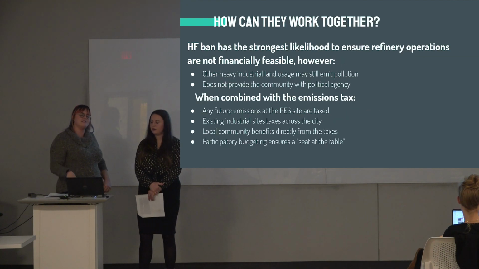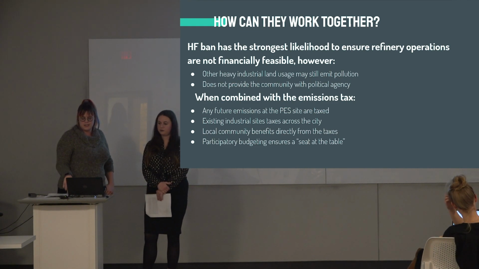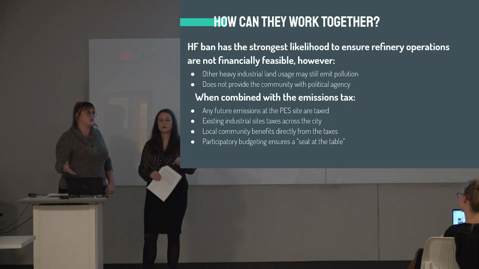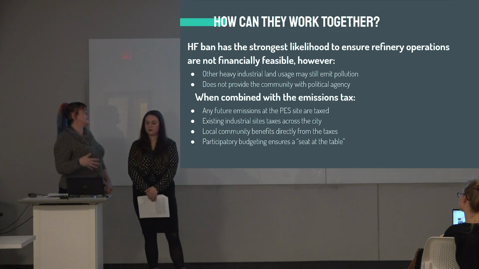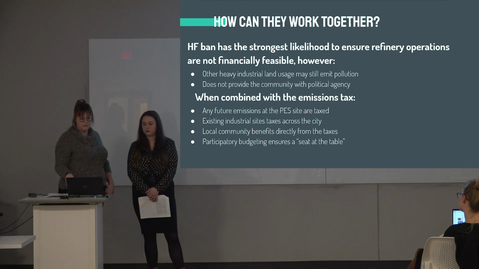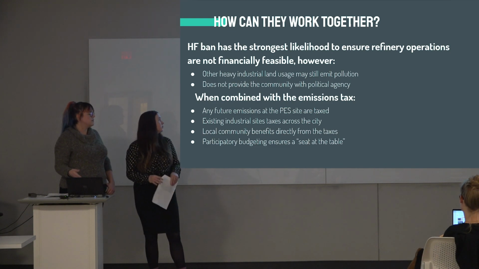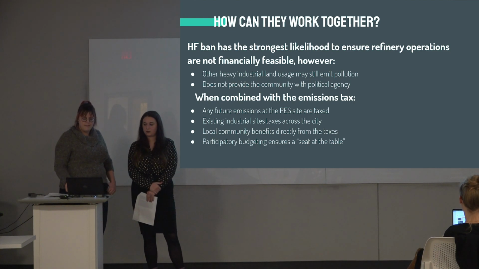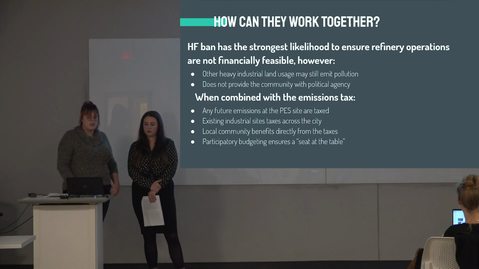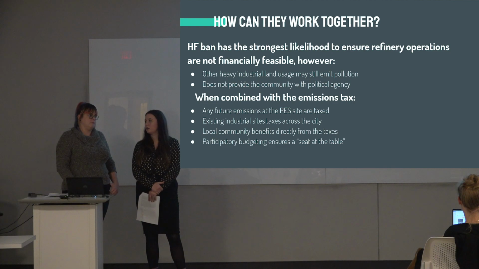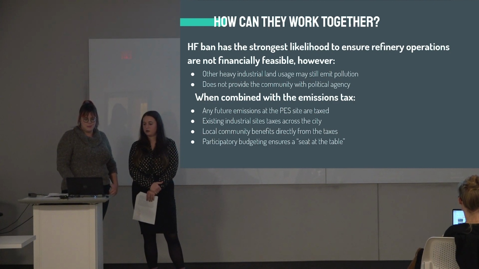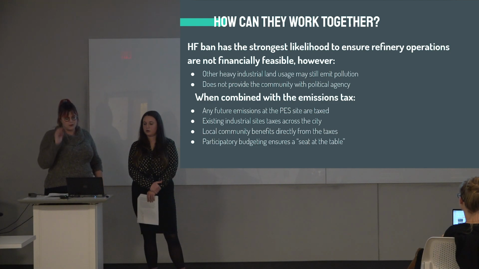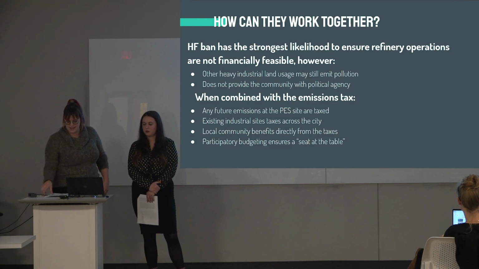So this analysis is really around how they work together. As we discussed, the HF ban is highly likely to ensure that a refinery operation would not be financially feasible. But other heavy industrial use may still emit pollution, and it does not provide the community with political agency. So when we combine this with the emissions tax, any future emissions are still being taxed. The other existing industrial sites would be taxed across the city, therefore we would still have some revenue and potentially decreased pollution. The local community benefits directly and is provided with a seat at the table.